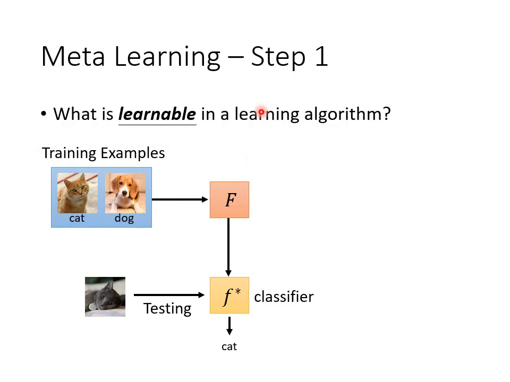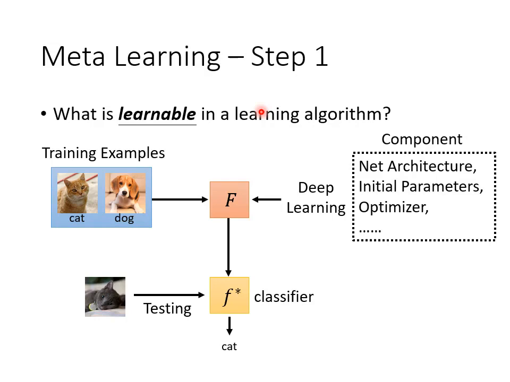So we have to decide what is learnable in our learning algorithm. For example, in deep learning, there are lots of components. You have to design the network architecture. Then you have to initialize the parameters of your network. Then you have to select an optimizer to solve the optimization problem. In typical deep learning, those components are handcrafted. Those components are decided by humans. But now in meta-learning, we are going to learn some of the components. Some of the components will be automatically found by the machine, instead of defined by humans.